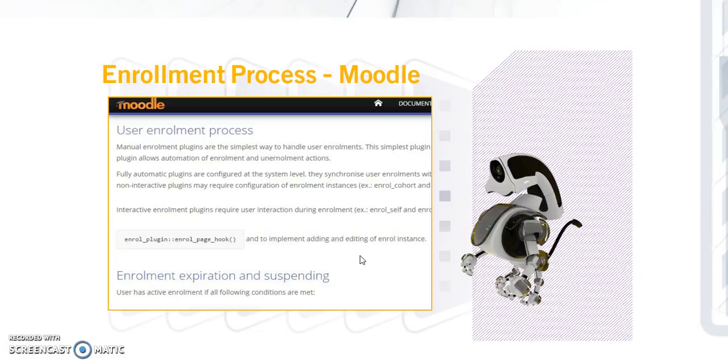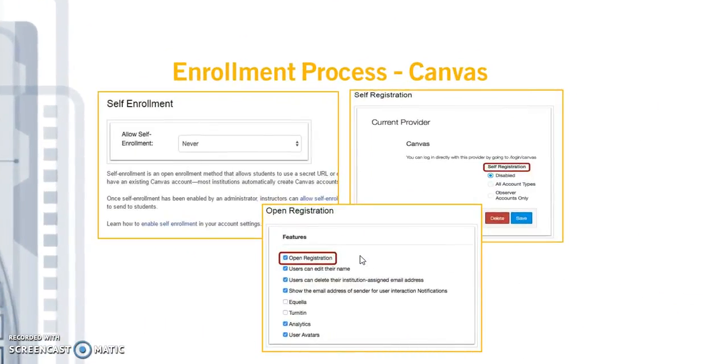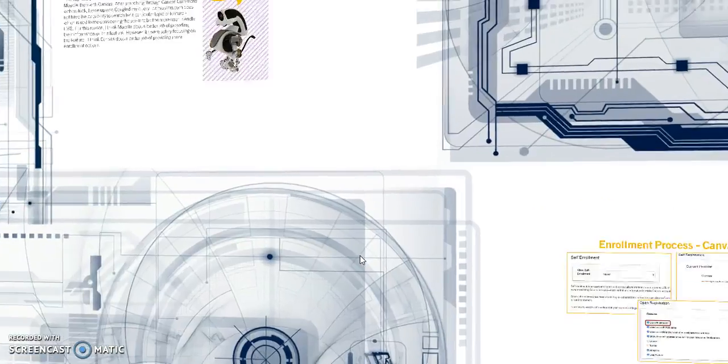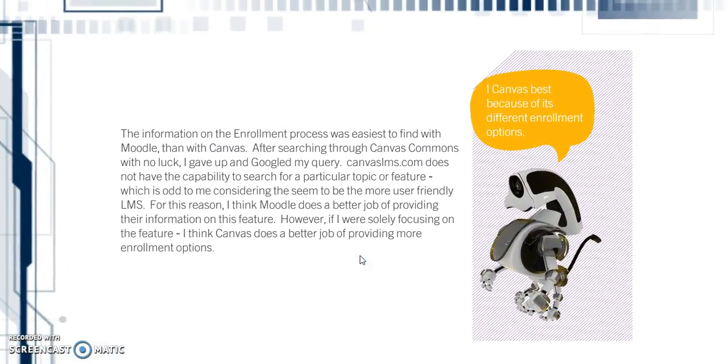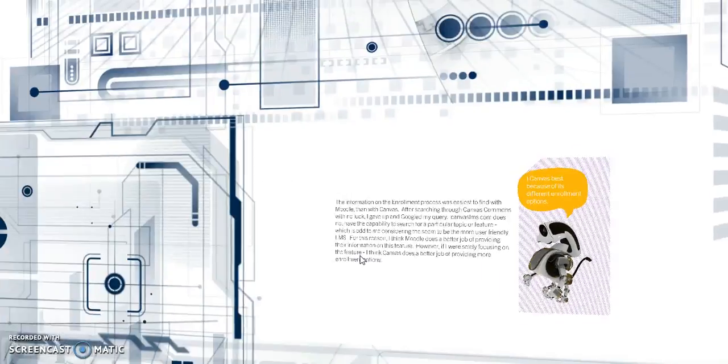The second feature, enrollment process. Moodle, again, very forthright, very easy to find this information, very easy to understand it. Canvas, not so much. I didn't find it anywhere on their particular website or even on the demonstration that we had. I had to go to a few different Canvas forums to find the information about enrollment process. But I did find that they offer 3 different options within the enrollment process, and I really like that. So if we're talking about meeting the user's needs, I feel like Canvas did a better job because of the different options.